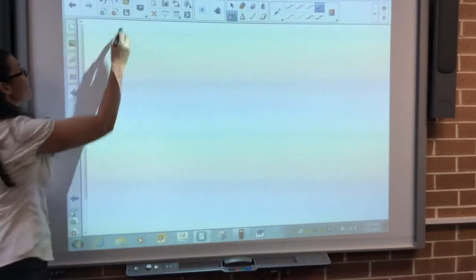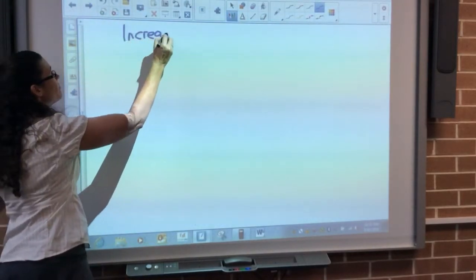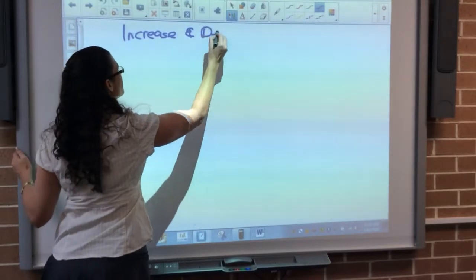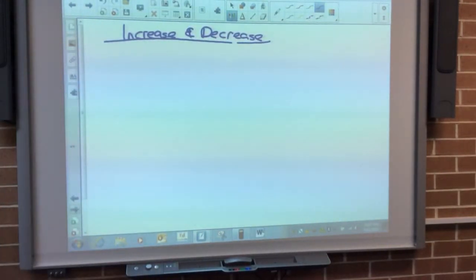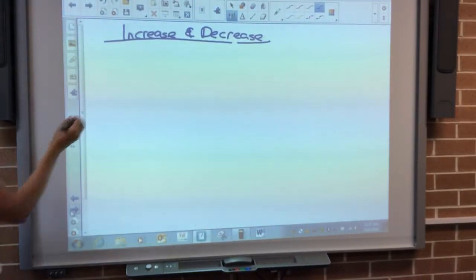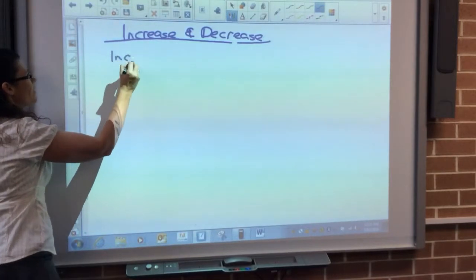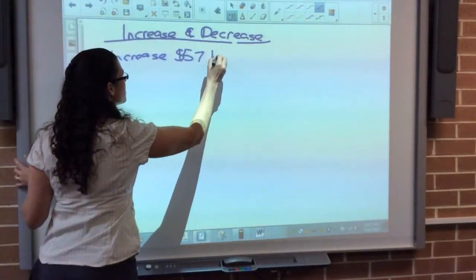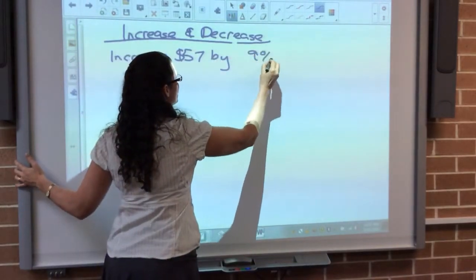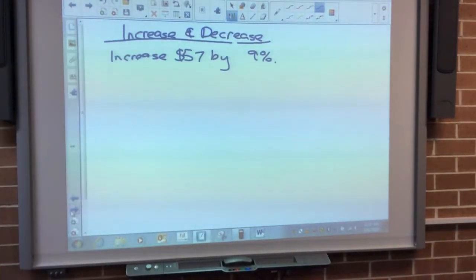Percentage increase and decrease. These questions have more than one way of doing it, a quick way and a longer way. So say I wanted to increase $57 by 9%. Okay? Anyone going to suggest a method? Times it by 1.09. Beautiful, that's the quick method. What's the long method?